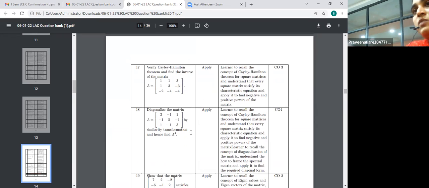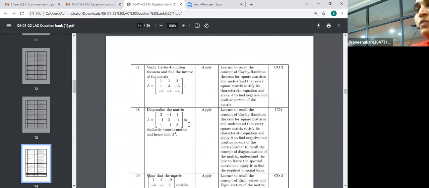Next 17th question: verify the Cayley-Hamilton theorem and find the inverse of the matrix. This is a direct question only, verification of Cayley-Hamilton.